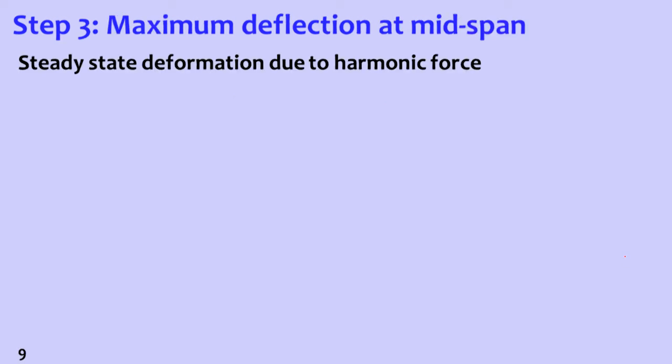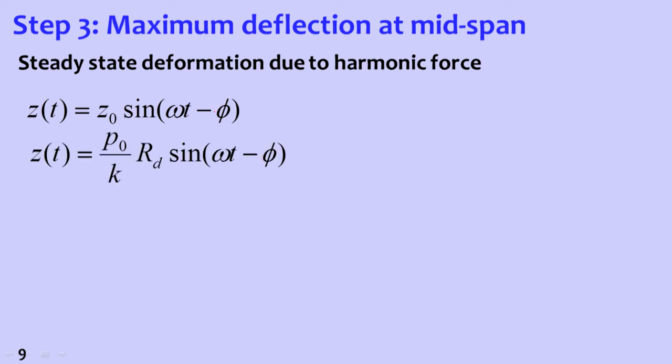Now the maximum deflection at midpoint. For that, let us look at the steady state deformation due to harmonic force. We have two displacements, one is the complementary function and another is the particular integral. We are more interested in the particular integral because this gives the maximum deflection. So Zt is equal to Z0 sin(omega t minus phi) with phase. Z0 is the amplitude, P naught by K into RD, this we already know. You can refer to the single degree of freedom systems lecture on the maximum dynamic amplification factor.